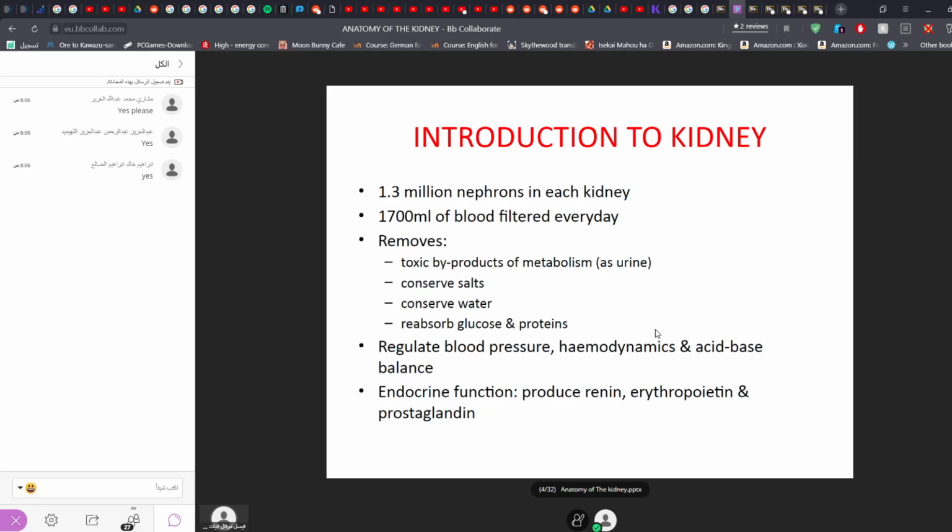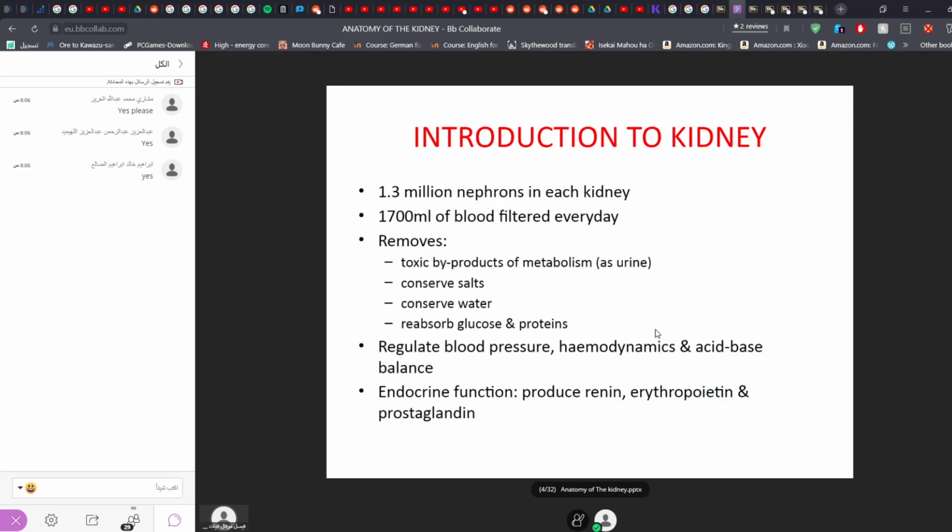It conserves the salt which comes out in the filtrate. It conserves water, definitely; the filtrate comes out with water and then it is absorbed back. It resorbs glucose and protein. This is all physiology from the urinary structure called the nephron, and you will have different lectures regarding this system and its function in physiology. It also regulates blood pressure, hemodynamics, and acid base balance, which is the base of this course.